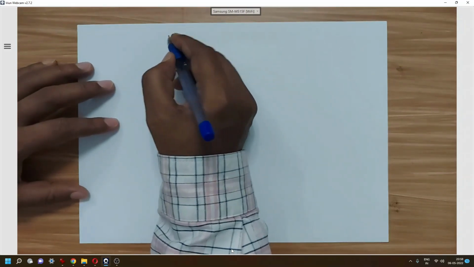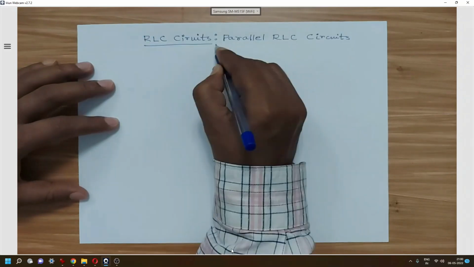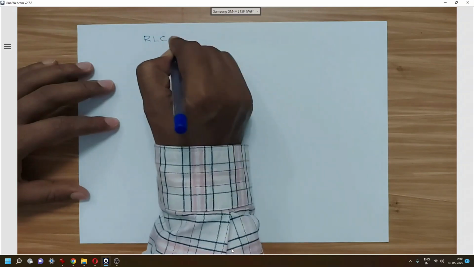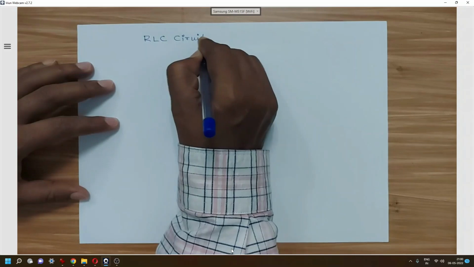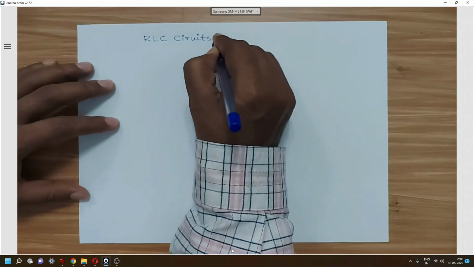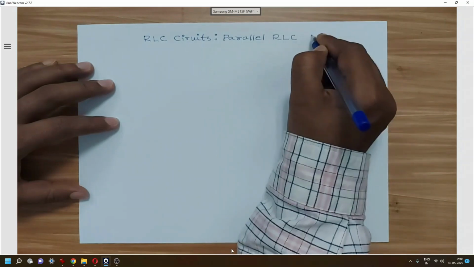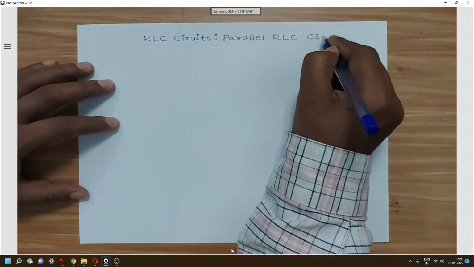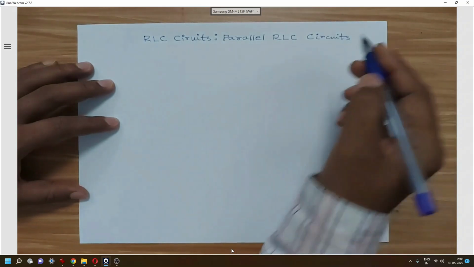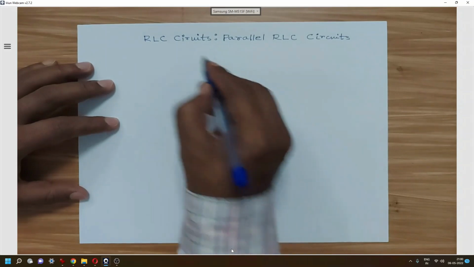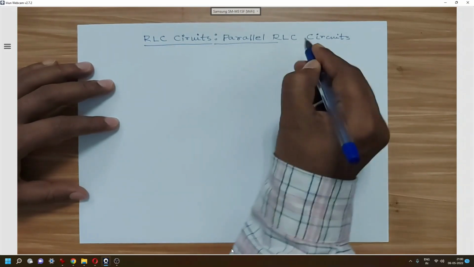Good morning all. Today we will discuss about parallel RLC circuit. So we will discuss about the parallel RLC circuits.